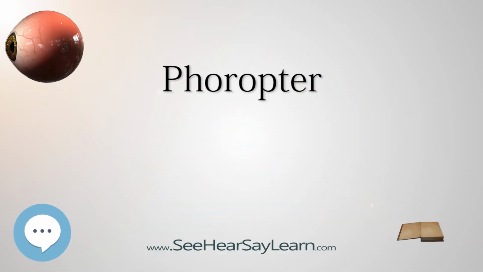Phoropter is a common name for an ophthalmic testing device, also called a refractor. It is commonly used by eye care professionals during an eye examination, and contains different lenses used for refraction of the eye during sight testing, to measure an individual's refractive error and determine his or her eyeglass prescription. It also is used to measure the patient's phorias and ductions, which are characteristics of binocularity.